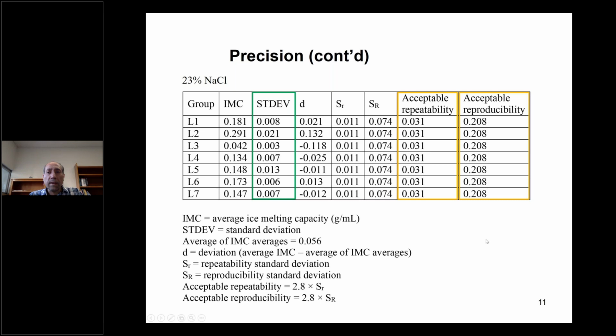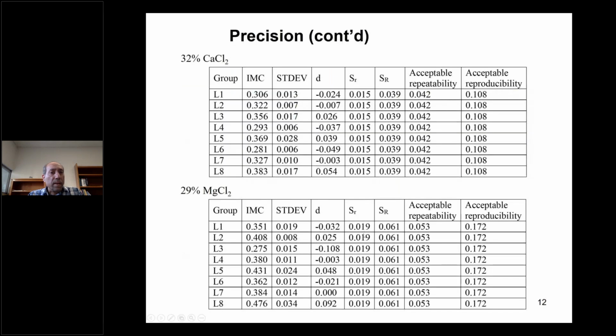And also the last column is acceptable reproducibility, which is also shown in the last line, which is equal to 2.8 times S sub capital R. So the value is 0.208. Also, again, all of the standard deviations are less than this parameter, which is good and shows that in terms of precision, we have passed this step for measuring ice melting capacity of 23% sodium chloride solution.